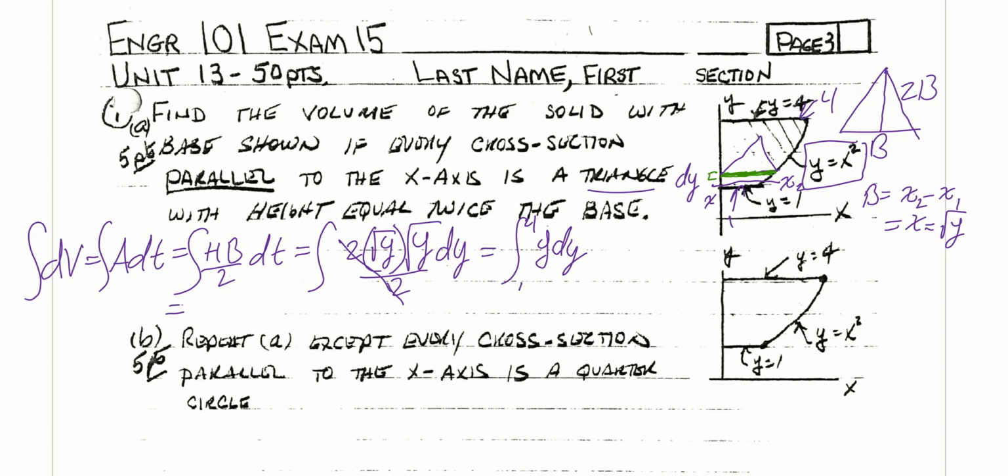So now we can integrate this. So it's going to be 1/2 y squared from 1 to 4. And that'll be 1/2 times 16 minus 1. So it equals 15 over 2.